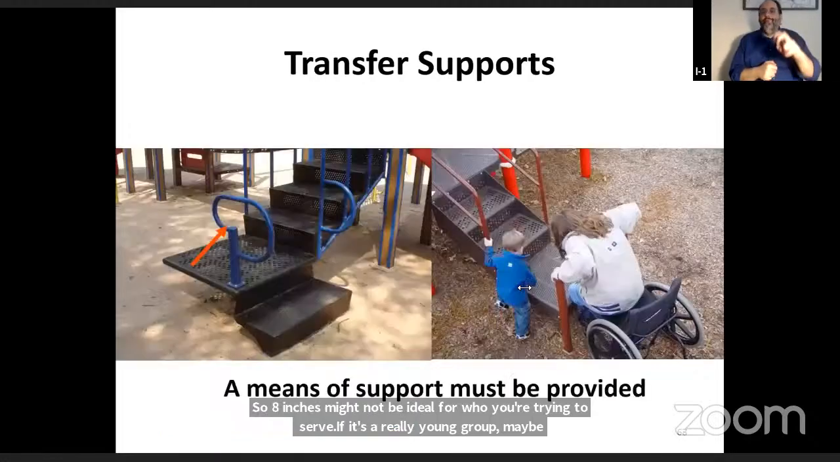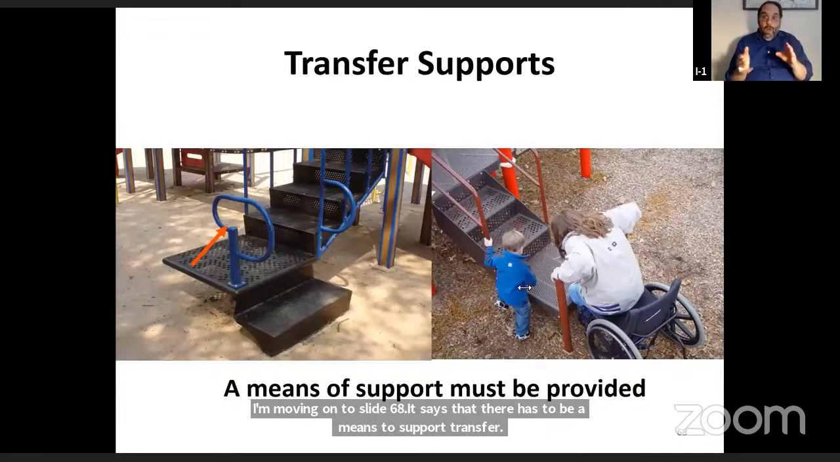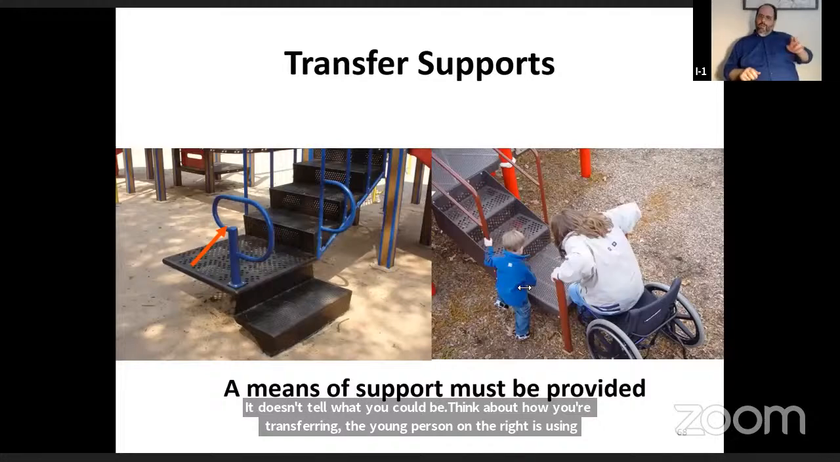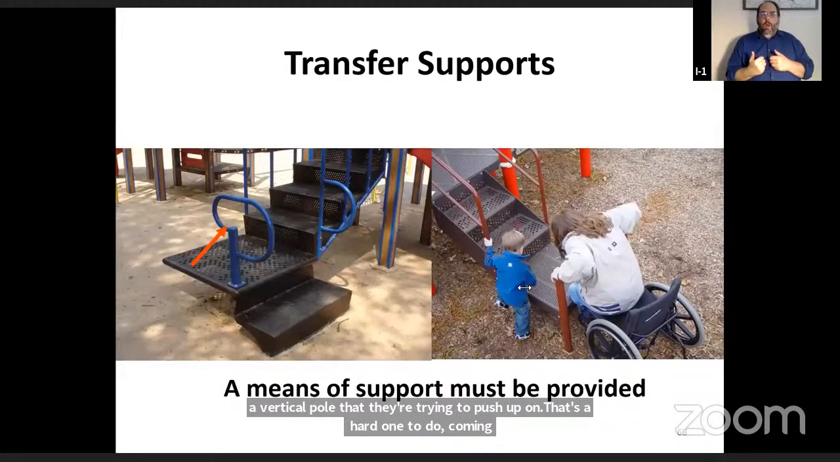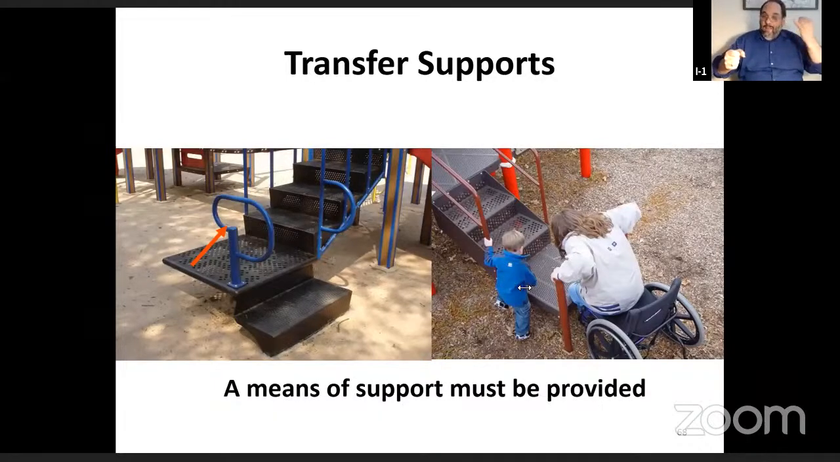I'm moving on to slide number 68. It says that there has to be a means to support transfer. It doesn't tell you what that could be. Think about how you're transferring. The young person on the right is using a vertical pole that they're trying to push up on. That's a hard one to do, coming straight forward on a vertical pole. The ones with the loop can be better, because when you think about pushing up with your hand, think about pushing up on a pole or pushing up on a flat surface, more like a grab bar or handrail. Wouldn't that grab bar or handrail be way better?